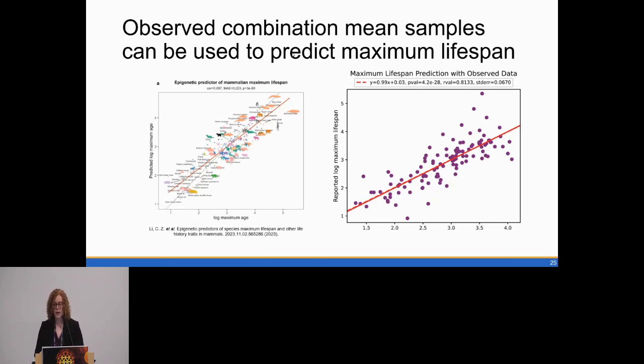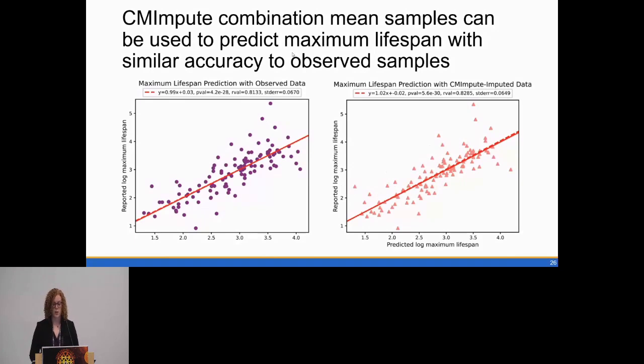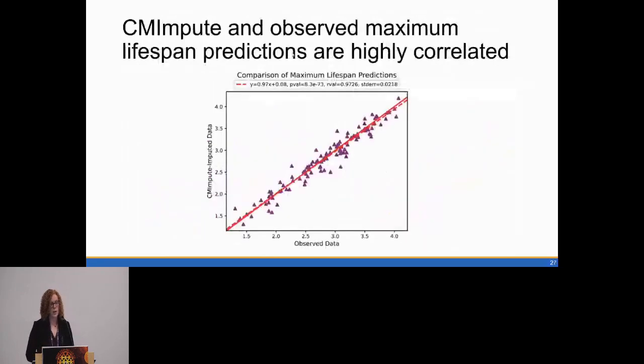We then repeated the analysis using exclusively imputed data covering the same set of species and show that similar predictive performance was achieved. Additionally, the final predicted lifespan values using observed data and using imputed data exhibit strong correlation with one another, demonstrating that not only are they achieving similar performance, but the actual lifespan values being predicted are similar. This shows that the imputed data is a valid substitute for the observed data.